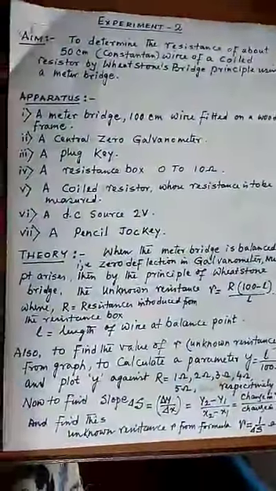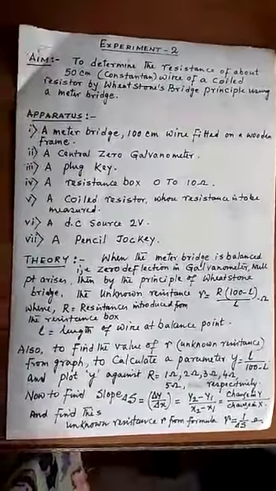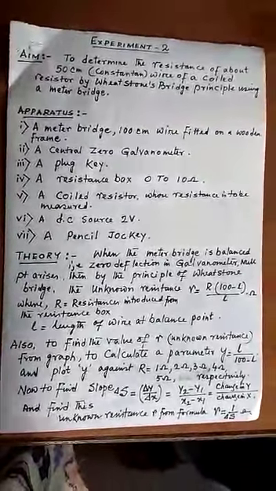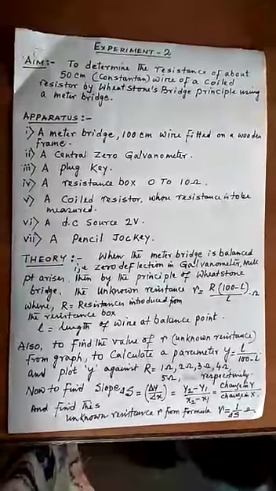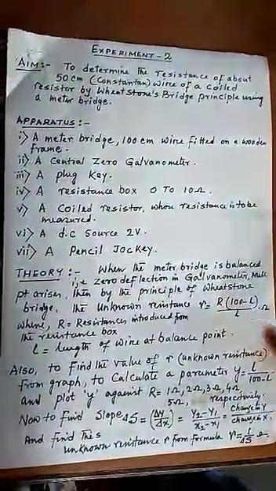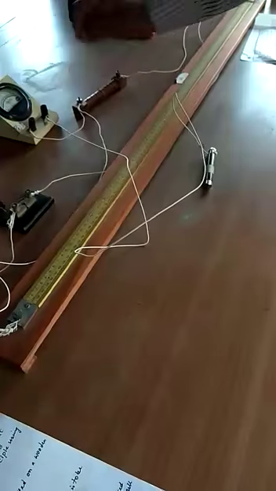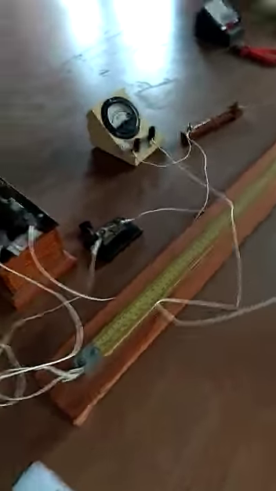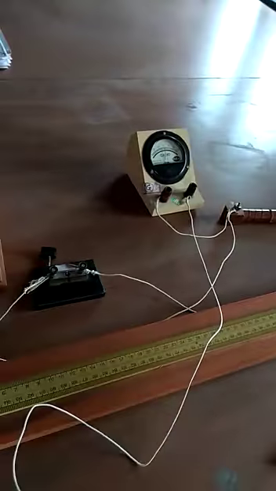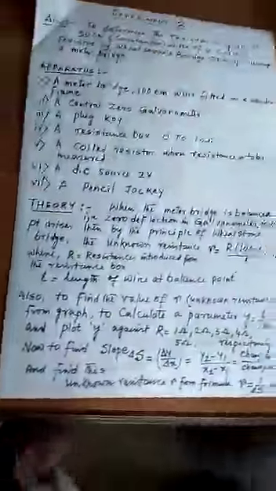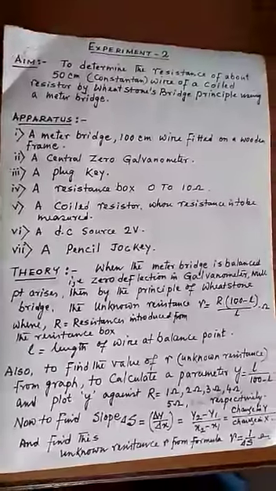What is the theory? Already you know the Wheatstone bridge principle. So according to the Wheatstone bridge principle, we shall find out the value of the unknown resistance r of the coil resistor through the formula r equals R times (100 minus l) by l. When the bridge is balanced, then we find the null point. What is the null point? At the null point there is no deflection in the galvanometer. So we take the reading of the small l, and this is the calculated part, 100 minus l.